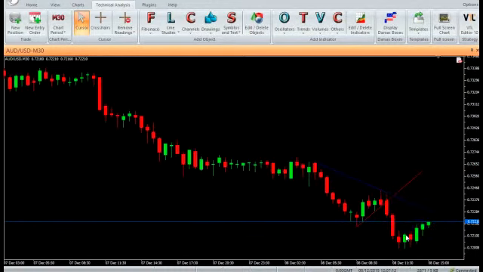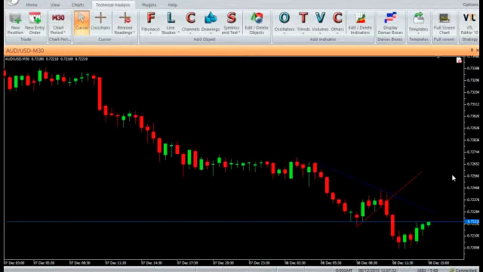The concept behind this indicator is that when the support trend line is broken, then it marks the beginning of a new downtrend, and hence a sell position should be initiated. Similarly, when the resistance trend line is broken, it is considered as the beginning of a new uptrend, and hence a buy position must be initiated.